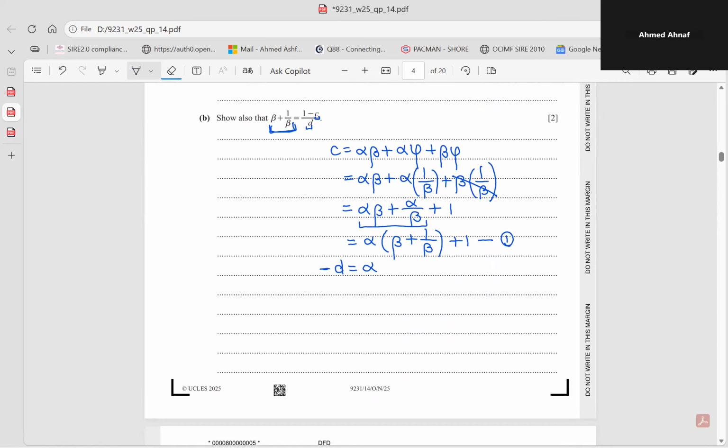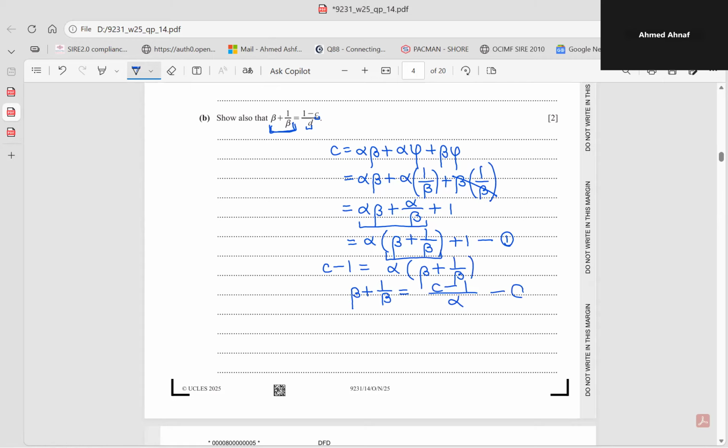Okay, I think it's a better idea if we just isolate for this term. We make this the subject. So to do that, we get C minus 1 equals alpha times (beta plus 1 over beta), and then beta plus 1 over beta equals C minus 1 over alpha.